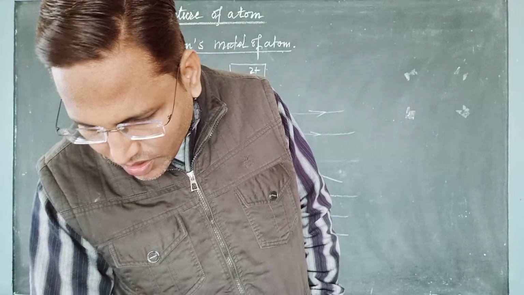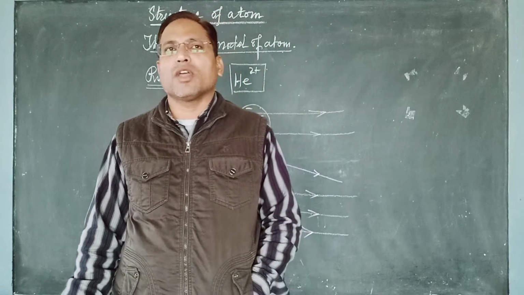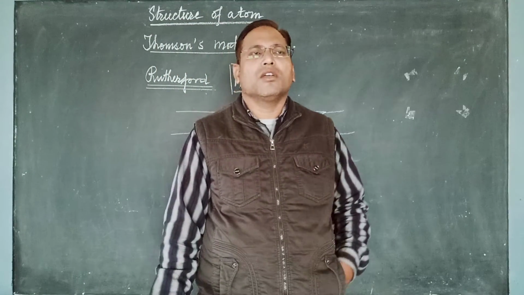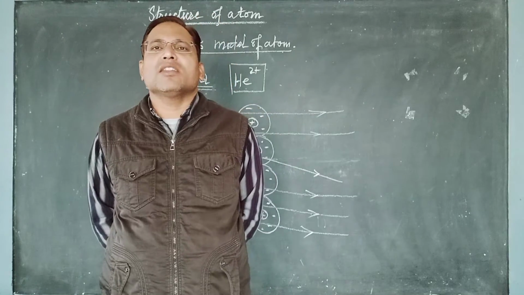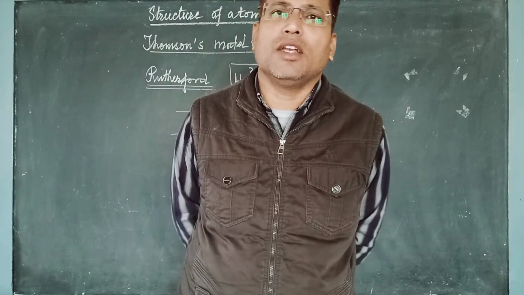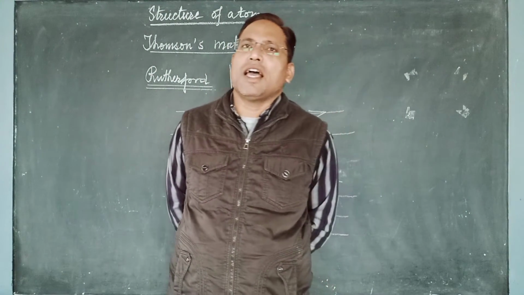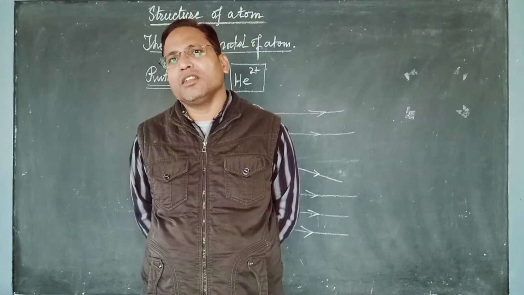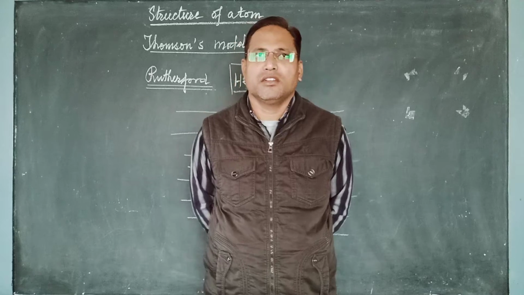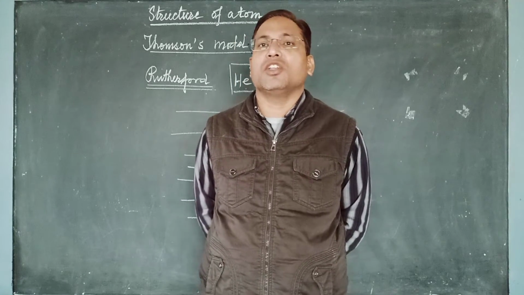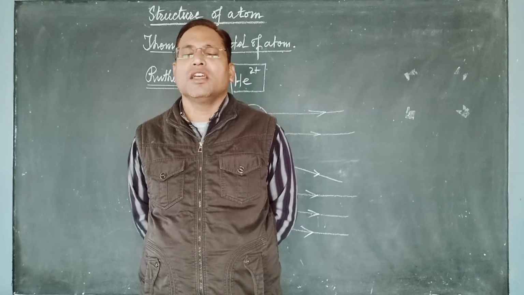What more did he tell about the nucleus? He told that this nucleus is very, very small in size. We can understand the size of the nucleus in this way. Suppose we take the Eden Gardens of Kolkata, India, as the atom, and in that Eden Gardens, if we put a pea in the center, then that pea represents the nucleus of an atom. So now you can understand how small the nucleus is. It is very, very small.